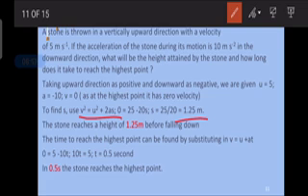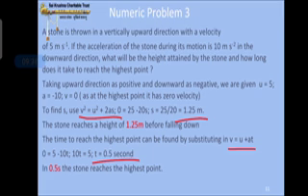Right? And then what do we have to calculate next? The time to reach the highest point can be found by substituting in v is equal to u plus at. So, if you apply all the values in this v is equal to u plus at equation, you get the value of time. So, v, what is the final velocity? 0 is equal to what is the initial velocity? 5 meter per second minus 10 into t. Therefore, time t is 0.5 seconds. So, in 0.5 seconds, the stone reaches the highest point.